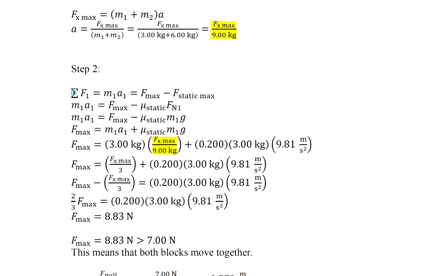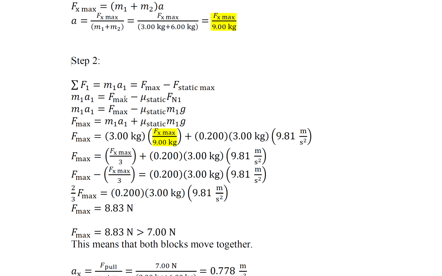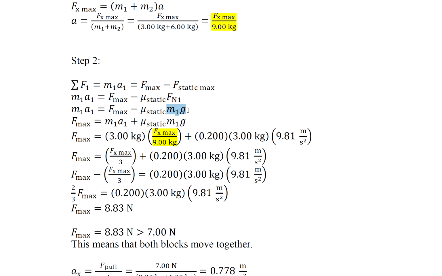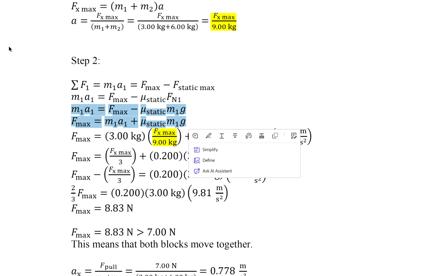Step 2, let's just look at object 1, mass 1. m1 a sub 1 equals F max minus F static max. So F max is equal to the max pulling force. F static max is the static friction. Force of friction is mu Fn. That's what we plugged in here. Force normal is m1 g. From this line to this line, we just solve for F max. We just move things to the other side.